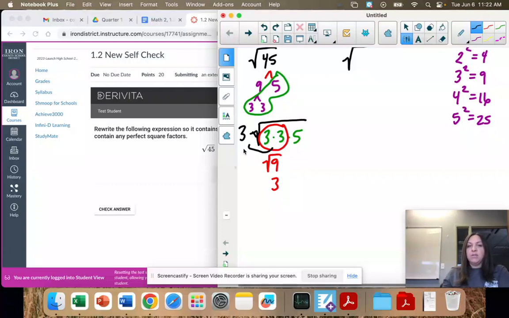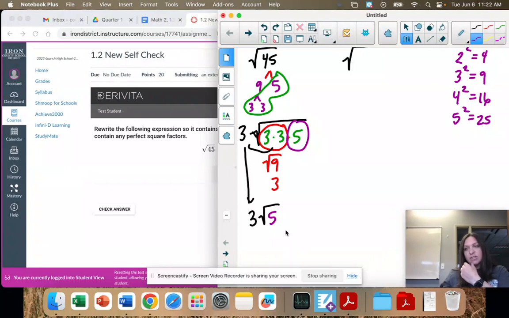So now on the outside, I have 3. And then underneath the radical, we still have this leftover 5, and it just stays because it's not a perfect square. There's not a pair of 5's. And so my answer would be 3 square root of 5.